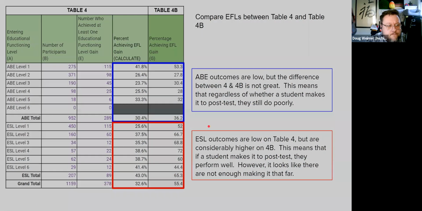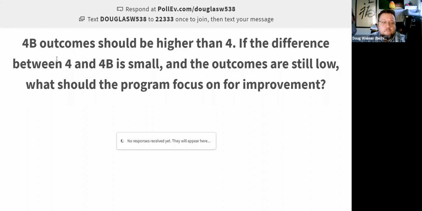So I have a question for you. 4B outcomes always should be higher than table 4 outcomes because table 4B shows you only those students that have both pre and post test. So getting to post test is not a consideration. If we see that the outcomes on table 4 and the outcomes on table 4B are both small and there's not that much difference between the two, think about what you need to work on as a program. So once again, I'm going to repeat this for you. If you see that your table 4 outcomes are low, say around 30%, and your table 4B, which is only the students that made it to post testing, is also low, maybe 32%. What does that tell you about your program? What do you need to work on? I'm going to give you a minute to think about that.